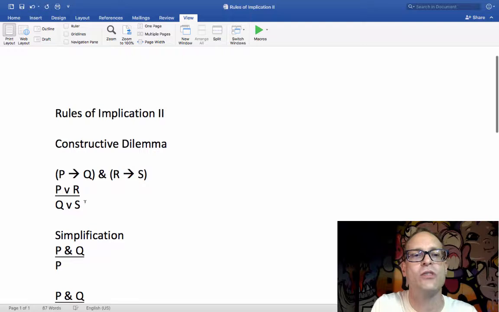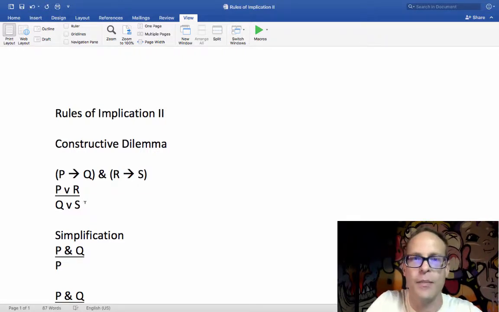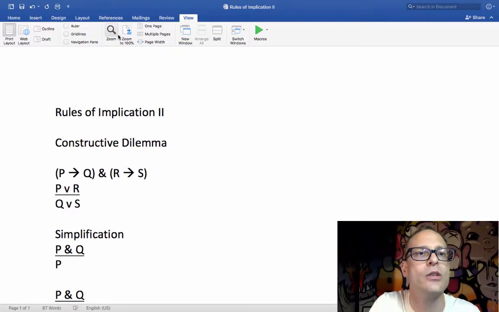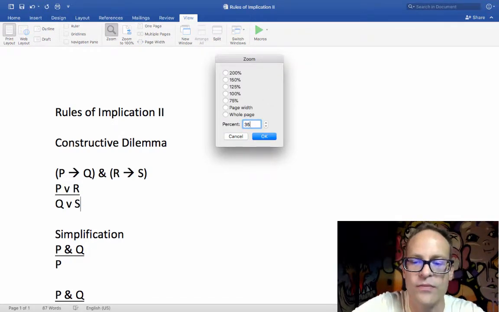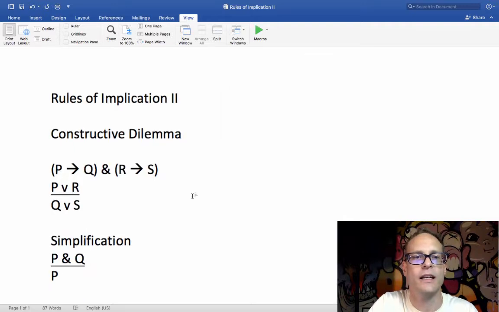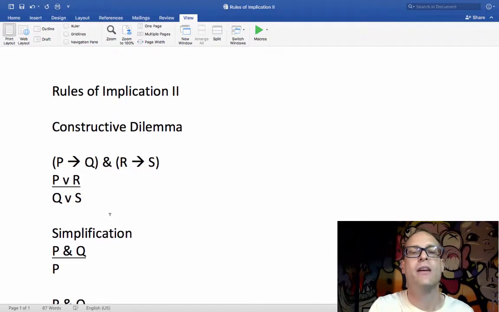The first one we're going to do is the toughest one. It's called Constructive Dilemma. Let me see if I can get this a little more zoomed up, say, to 350. Yeah, it looks a little better. Okay, so here we go. First things first.